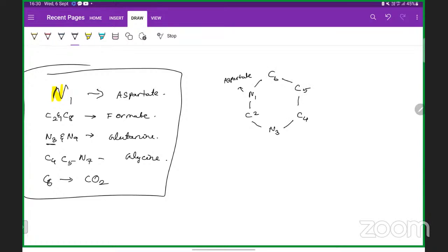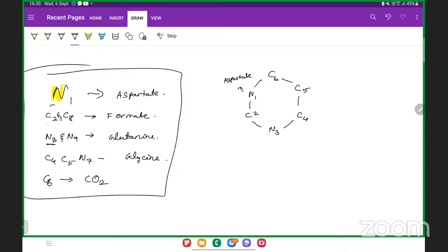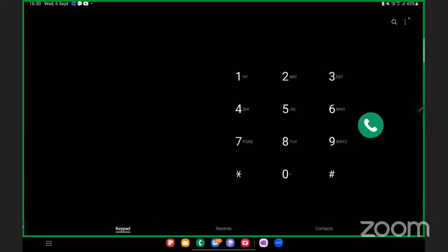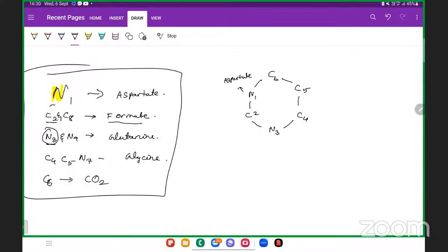Okay, wow. So now you understood. N1 is your aspartate. C2 is going to be formate. There is no C3; we have N3. In the third position we have glutamine. In the 4th position, we are going to have glycine. Can you all write it along with me, guys? That will be helpful to you. C2 is going to be your formate, and N3 is again glutamine. Okay, and you're going to have C4. C4 is your glycine, and you're going to have your C5.